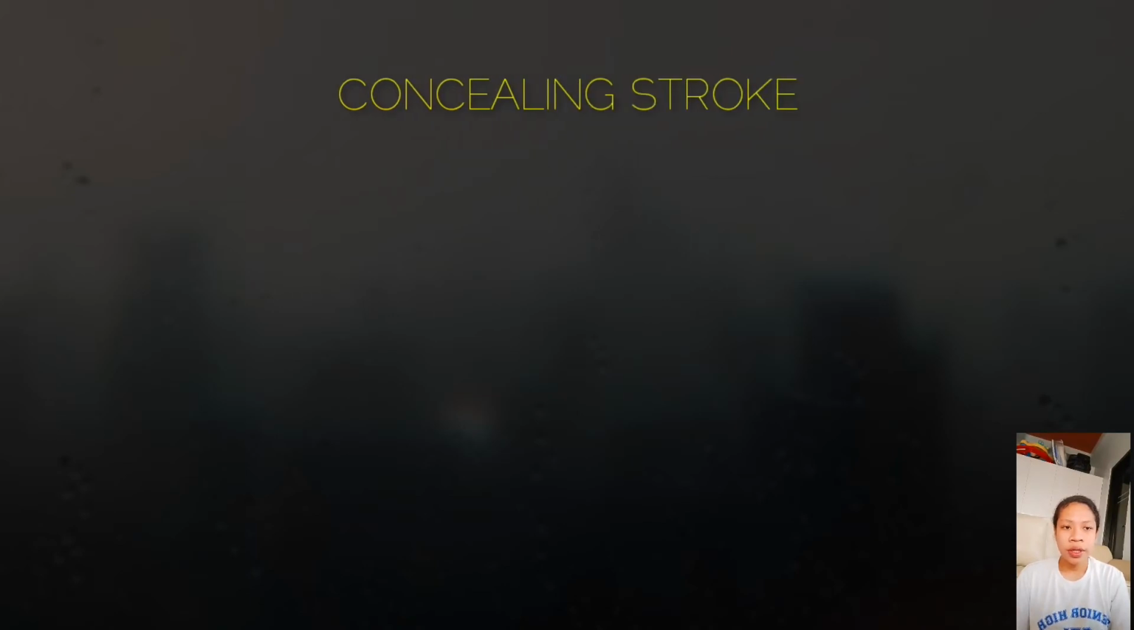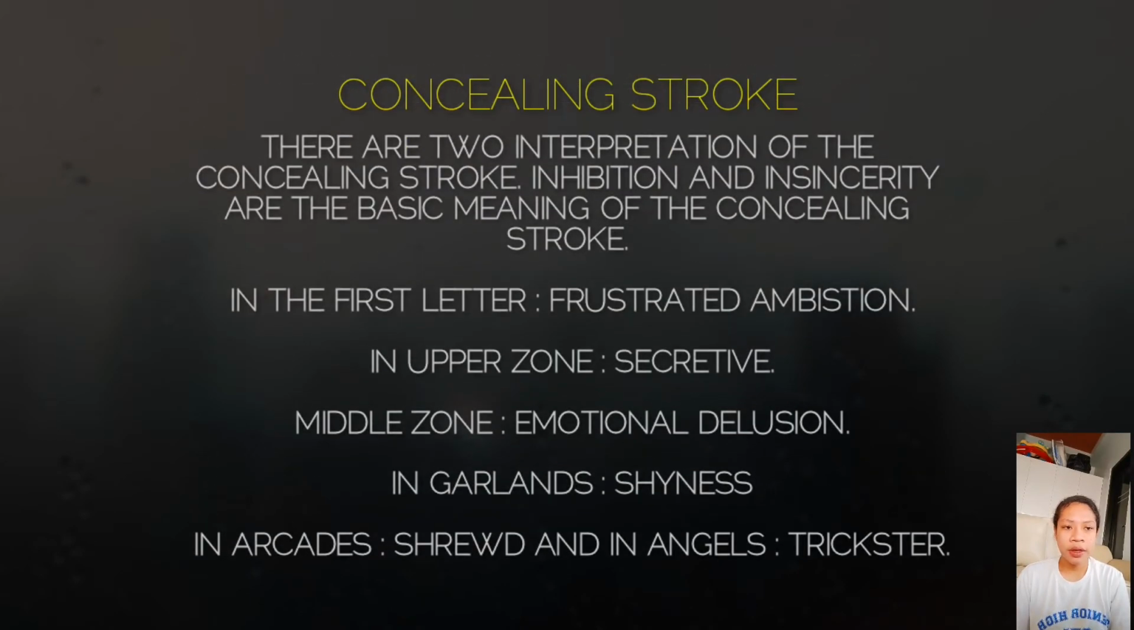Concealing stroke. There are two interpretations of the concealing stroke. Inhibition and insincerity are the basic meaning of the concealing stroke. In the first letter, frustrated ambition. In the upper zone, secretive. Middle zone, emotional delusion. In garlands, shyness. In arcades, shrewd. And in angles, trickster.